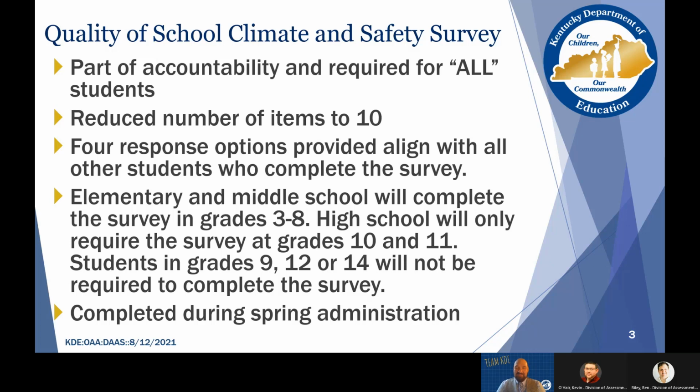This means if a student is not in an assessment year, they will not be responsible for completing the survey. The survey for alternate assessment students consists of 10 questions with 4 answer options. The 4 answer options are the same as what is provided to the students completing the survey for the general assessment. One very important point to note is that in high school, only students in grades 10 and 11 will complete the survey. We are aligning the requirements 100% with the general assessment, so students in grades 9, 12, or 14 in the Kentucky Alternate Assessment will not complete the survey. The Quality of School Climate and Safety Survey will be completed during the second testing window during the spring administration.